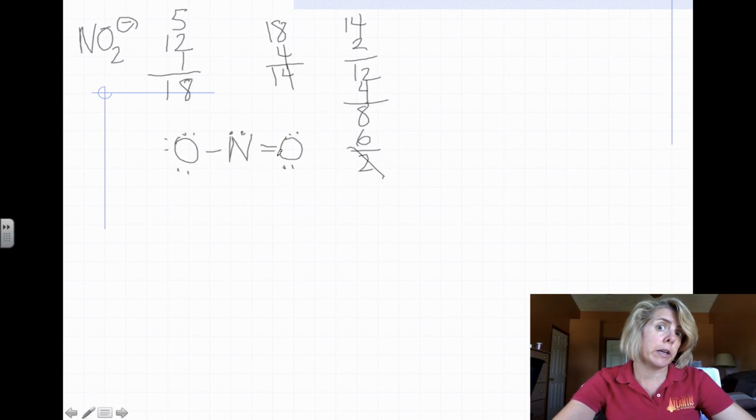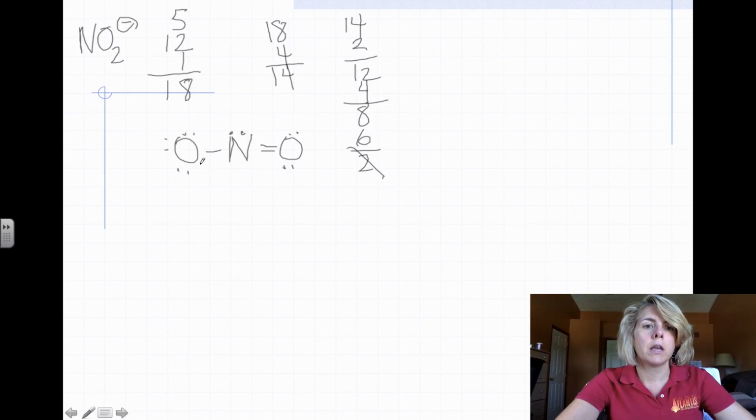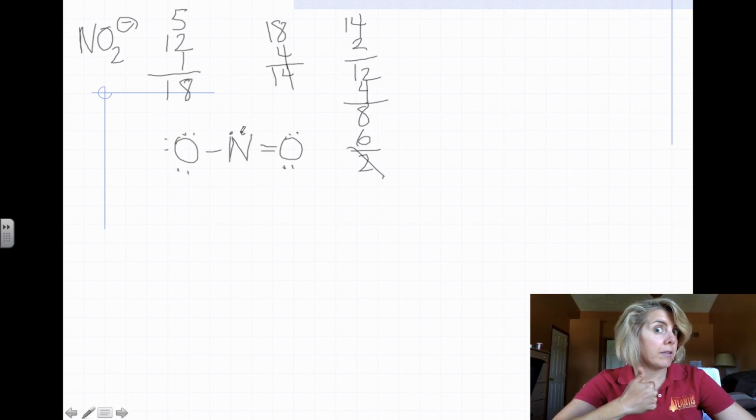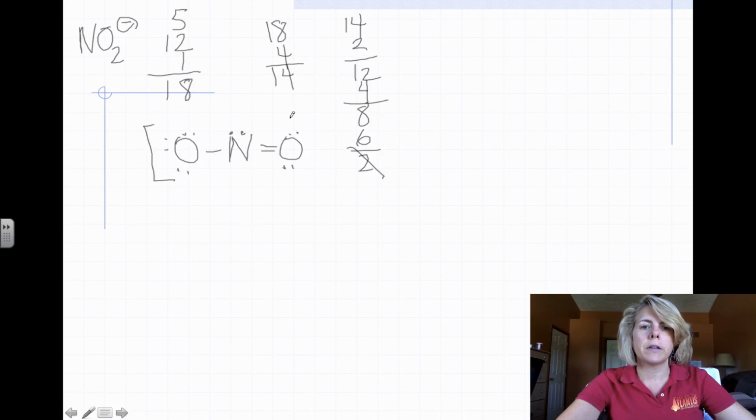So let's double check and make sure everything has an octet. So here we have 2, 4, 6, 8. This oxygen is happy. This oxygen we have 2, 4, 6, 8. It's happy. And then for nitrogen we have 2, 4, 6, 8. So it's happy. Okay, and I'm just going to put brackets around here to show that this is a negatively charged ion. It's just a convention that we tend to do with dot diagrams.